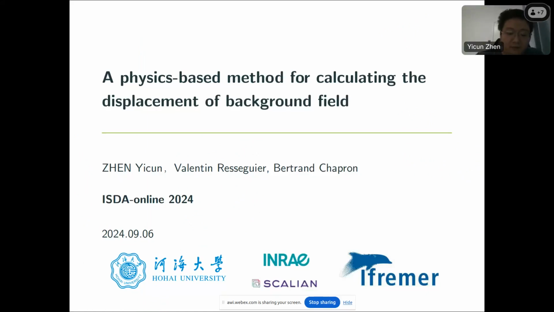So I would like to introduce our recent research, which is basically about how to calculate the displacement error of the background state estimate based on some observed observations. And the main point of our results is that the displacement we calculate is physics based, and this point has been omitted by almost all the methods in the geophysics area.